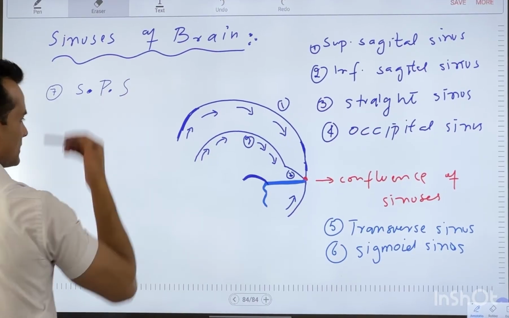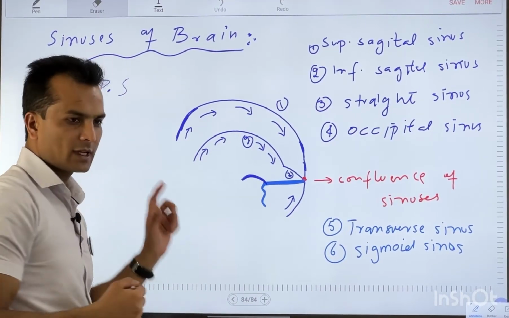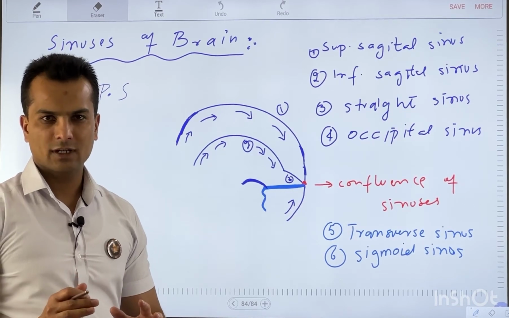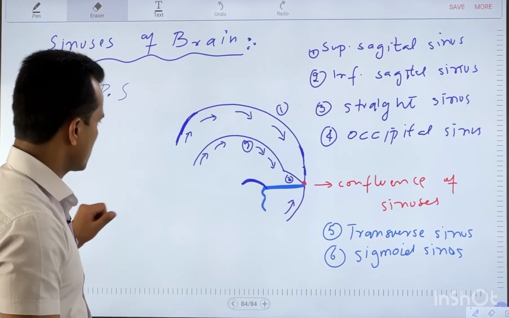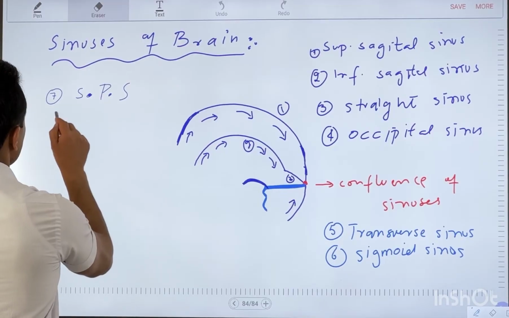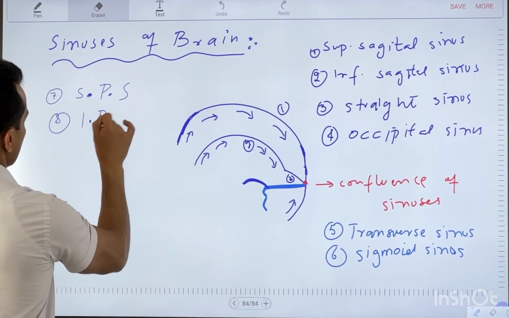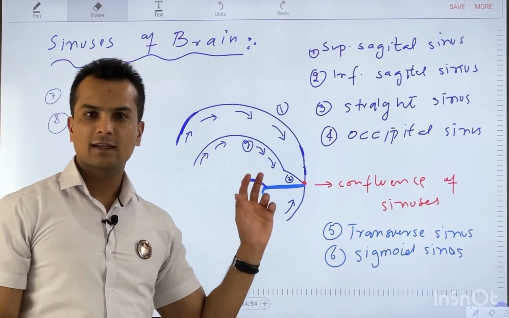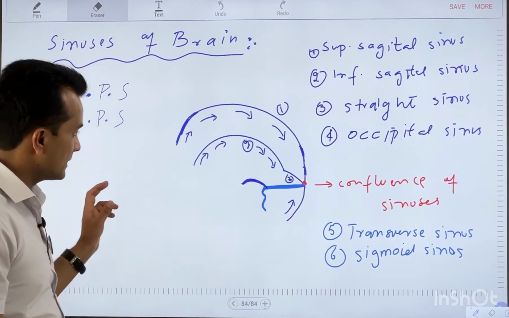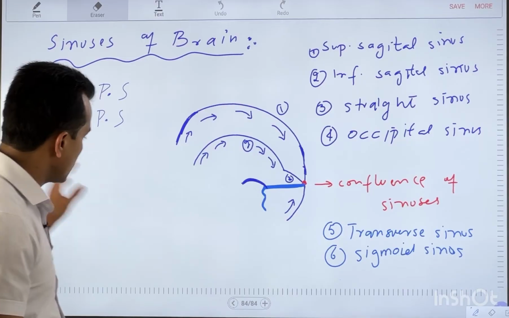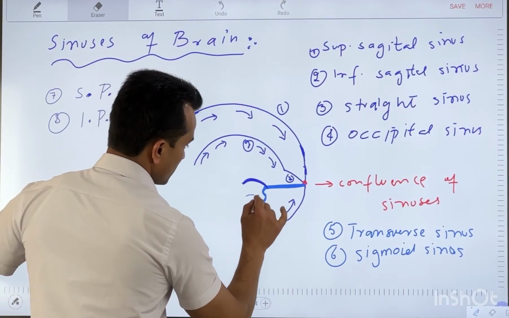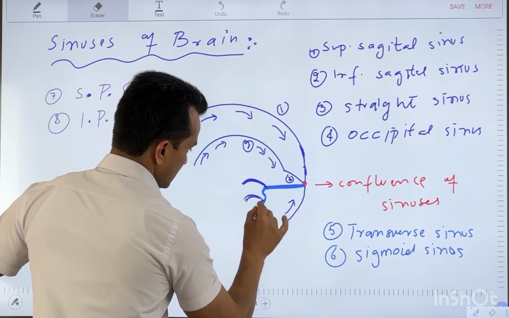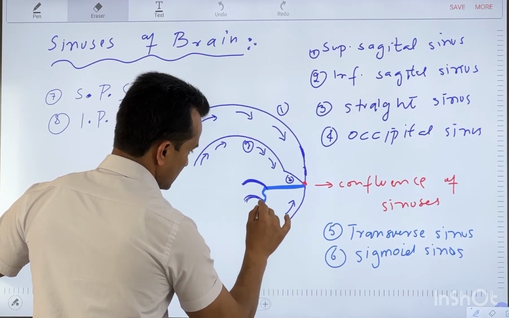Remember, this is your number 7, superior petrosal sinus. Why is this called the petrosal sinus? Because it is present alongside the petrous part of the temporal bone. Later I will show you the structures also. And then number 8, there will be the inferior petrosal sinus. The superior and inferior petrosal sinuses are carrying the blood from the cavernous sinus, and the inferior petrosal sinus will meet your sigmoid sinus.